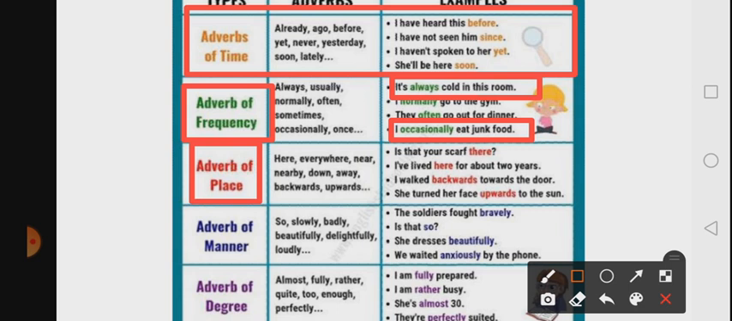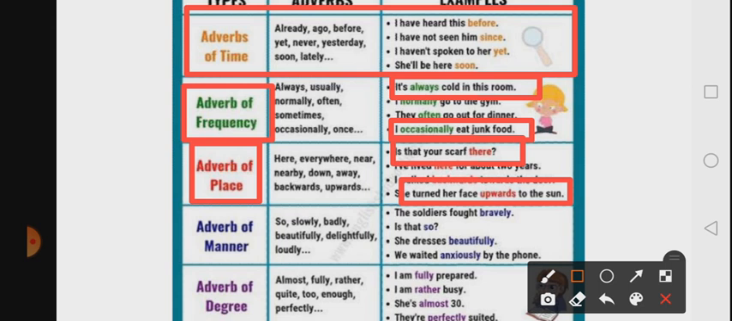Adverb of place. As the name is telling us, it will tell us about the place in which the work is done. For example, look at the examples. Is that your scarf there? Similarly, she turned her face upward. The direction is being told, the place is being told, the specific point is being discussed. So, this type of adverb will be called the adverb of place.